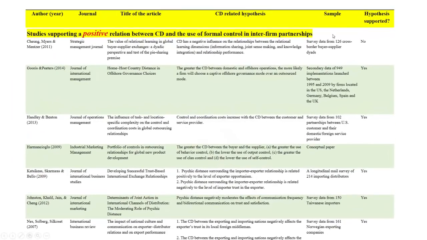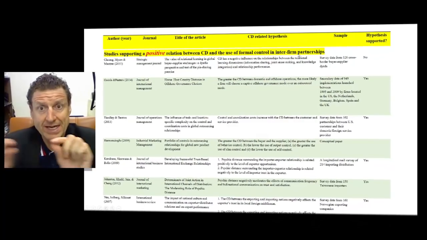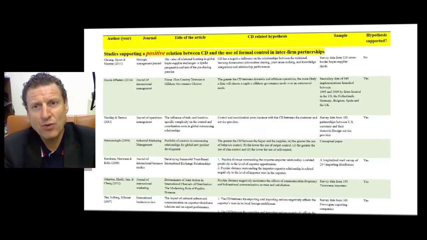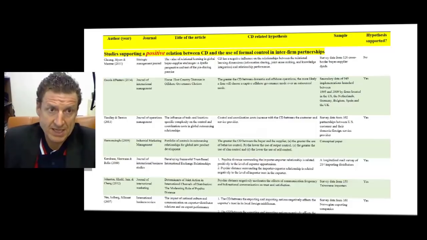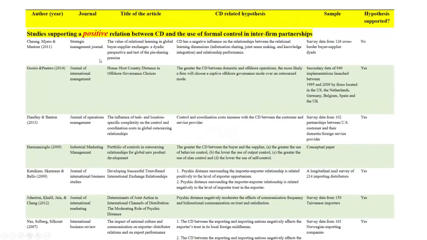So we're going to start with the studies that support a positive relation between culture distance and the use of formal controls in inter-firm partnerships. Now we say inter-firm partnerships, because we're focusing much more on the supply chain partnerships. Okay, so let's be very, very clear here. Supply chain, not international business. We're not talking about the remote management of subsidiaries here. And so we have several studies here, and they all support a positive relationship. That is, the greater the culture distance, the more formal control we're going to have.